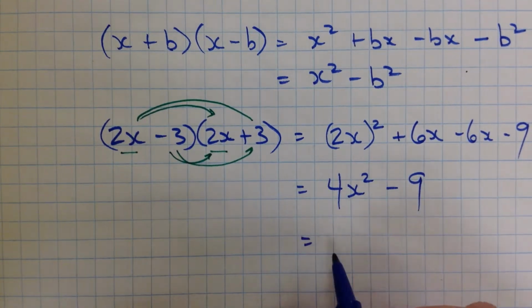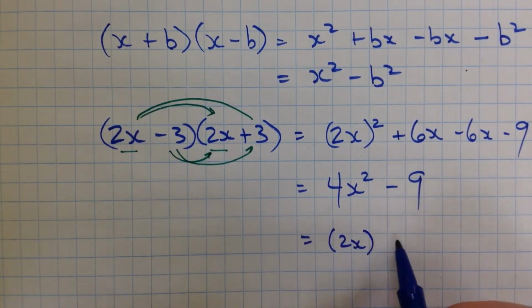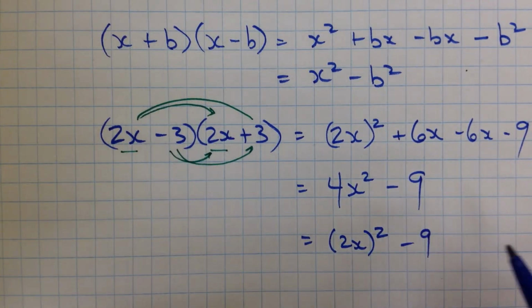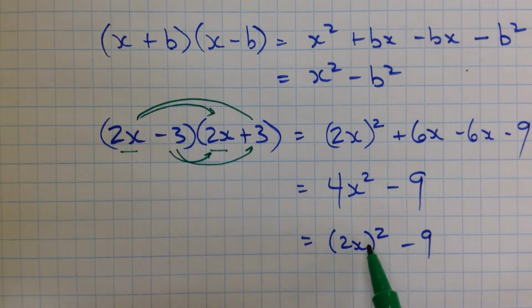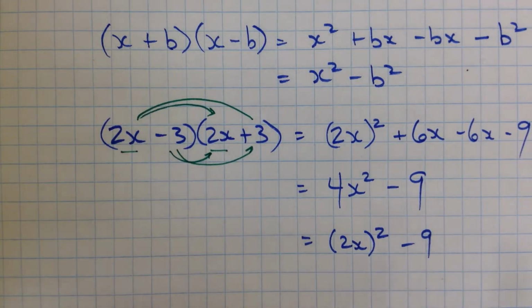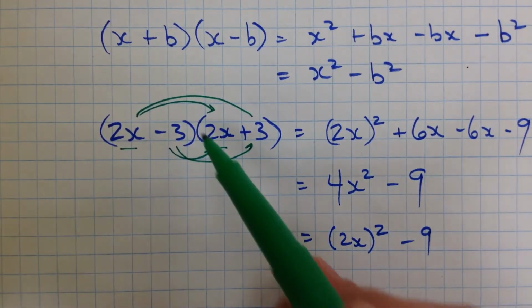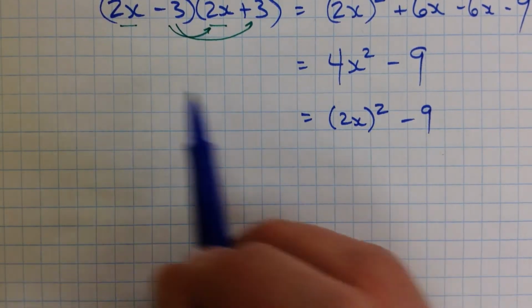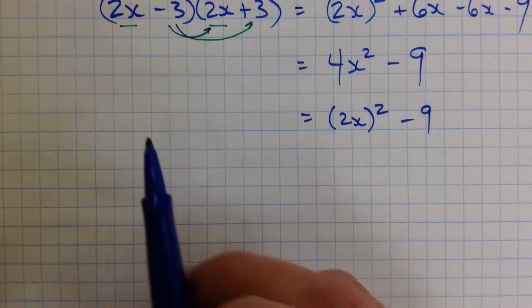And the other way to write that is 2x all squared, 2 squared and the x squared, minus 9. And so you can see here, this is something squared, and this 9 is 3 squared. So this is a difference of squares. To work backwards, we would get something like that. This always works for any kind of difference of squares that you have.